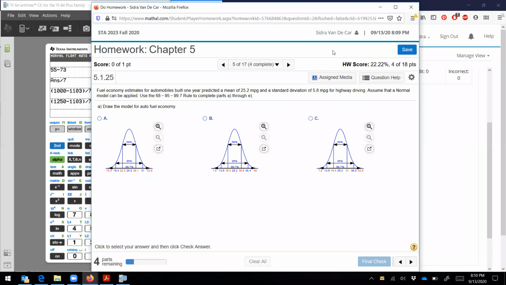Fuel economy estimates for automobiles built one year predicted a mean of 25.2 miles per gallon and a standard deviation of 5.8 miles per gallon for highway driving. Assume that a normal model can be applied, and let's use the 68, 95, 99.7 rule. Okay, so that means if I've got a normal curve, my mean should be centered where the average is. So that's at 25.2.